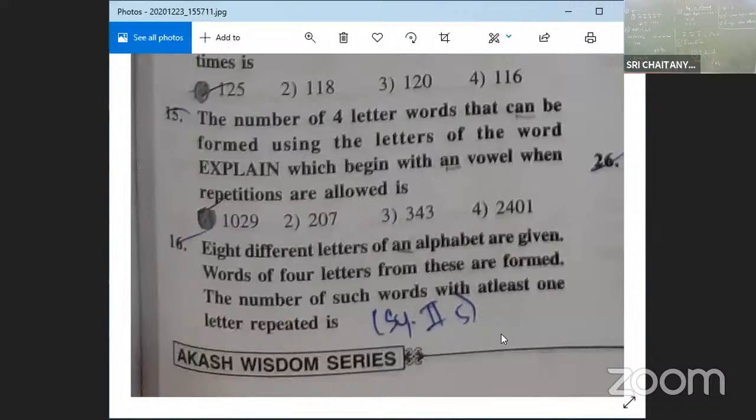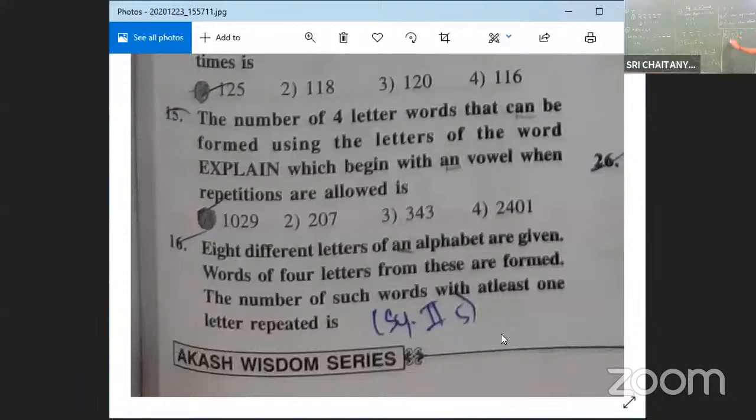Now, 16th problem is on the screen. Observe that 16th problem. 8 different letters of an alphabet are given. 8 different letters means n is equal to 8. Words of 4 letters from these are formed. R value is equal to 4. Right? The number of such words with at least 1 letter repeated.